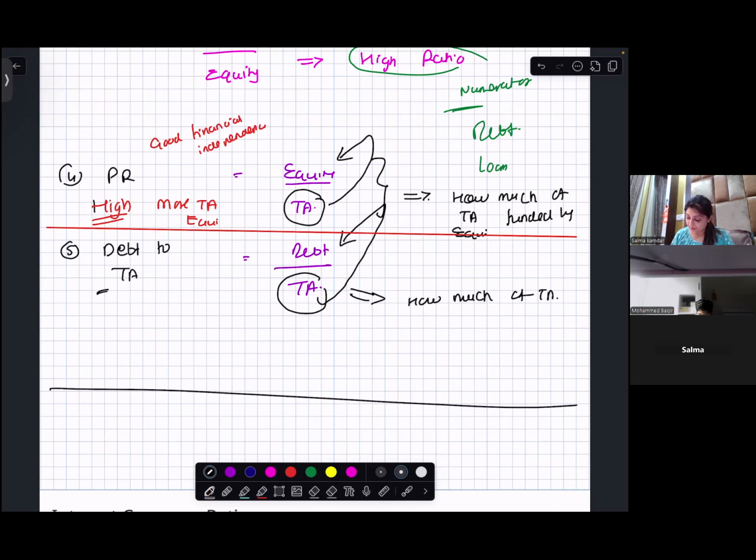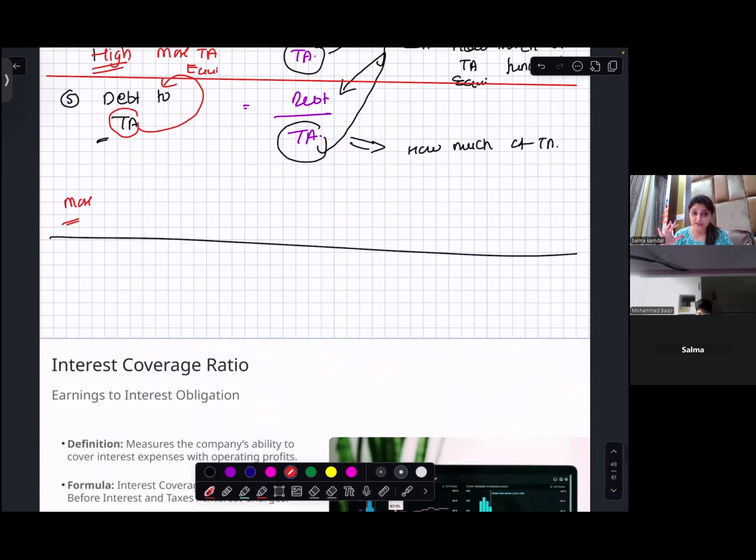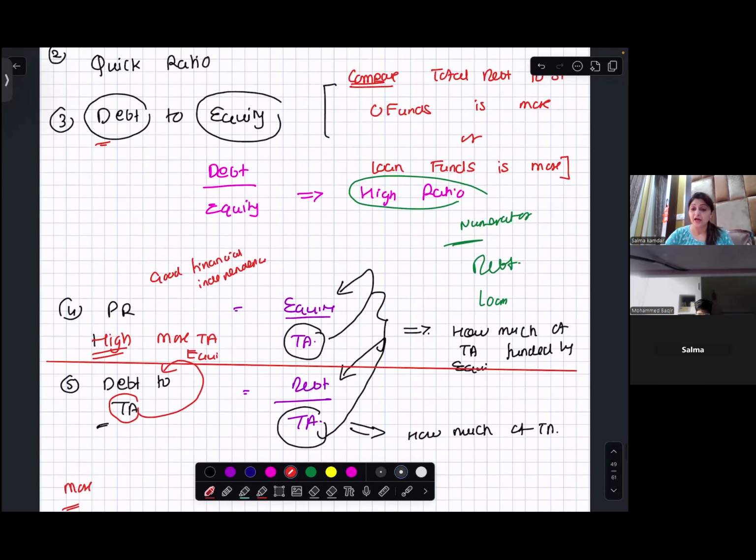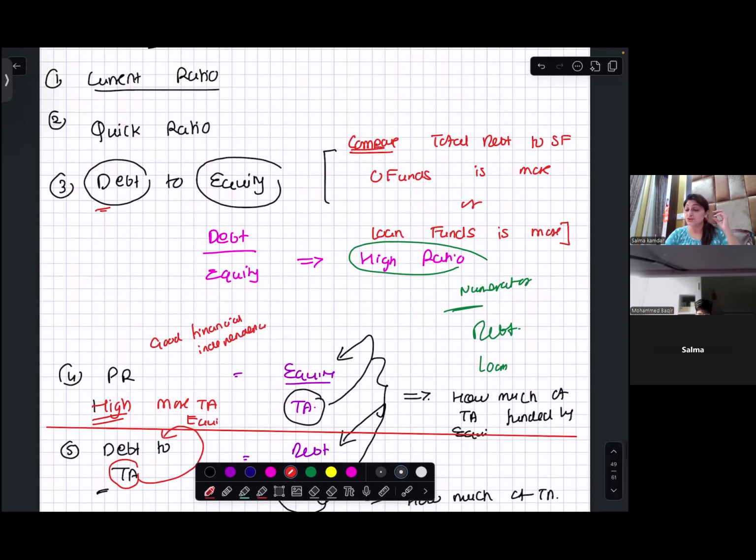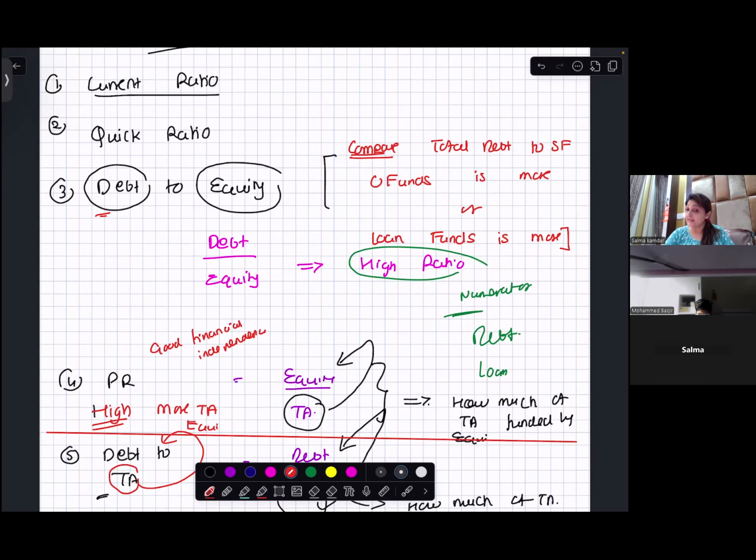If debt to total assets is more, it means more total assets is funded by debt. Depending on other people's money more, there is a greater financial risk during a downturn. So these are your first five formulas. I want you to write this down. Try to just recall it properly and then I'll go ahead.